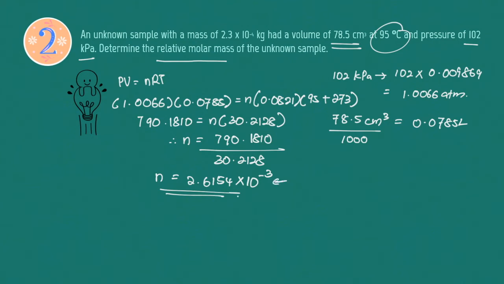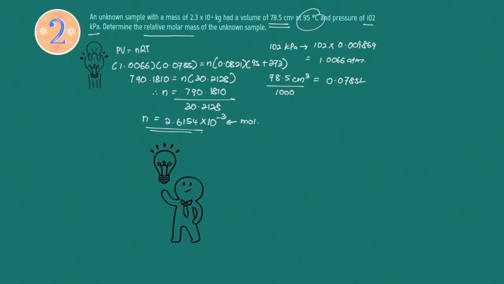So your N is actually the number of mole. But in the question you were asked to calculate the relative molar mass. Since you only have the number of mole, you need to use the best formula, which is N, the number of mole, equivalent to mass over RMM. In order to use this, you need to make sure what is the unit for your RMM. So always remember the RMM should always be in gram per mole.